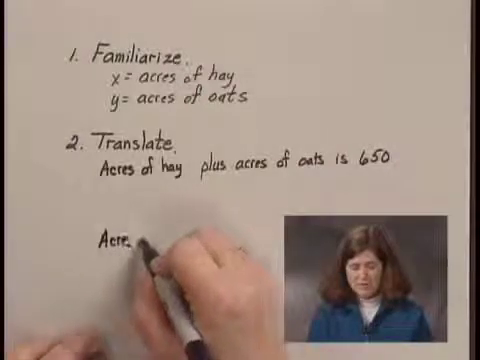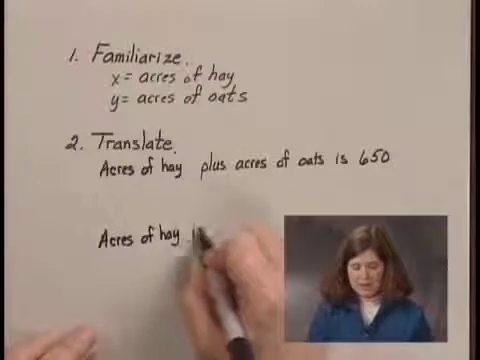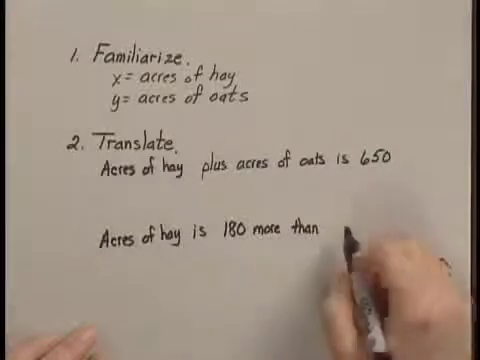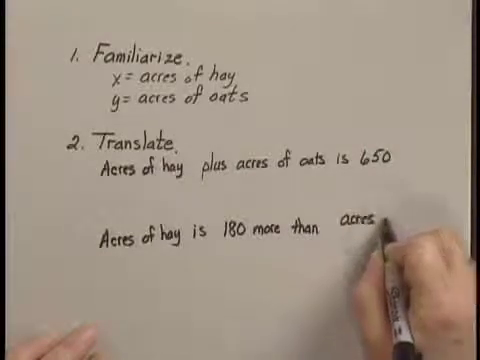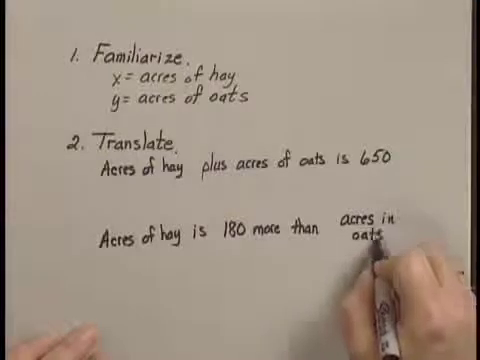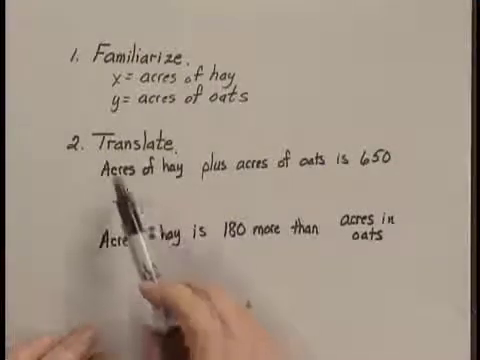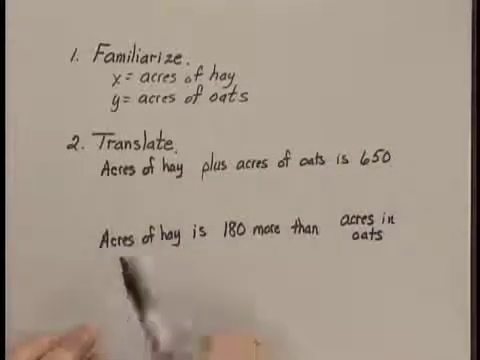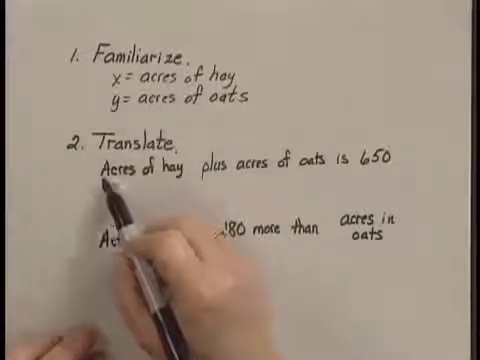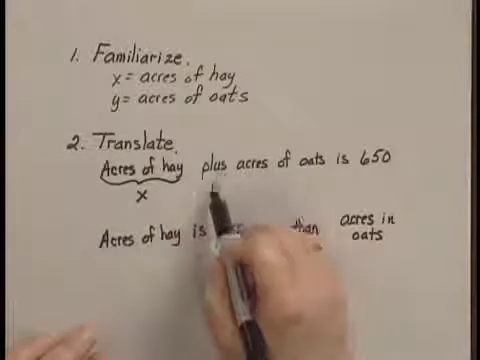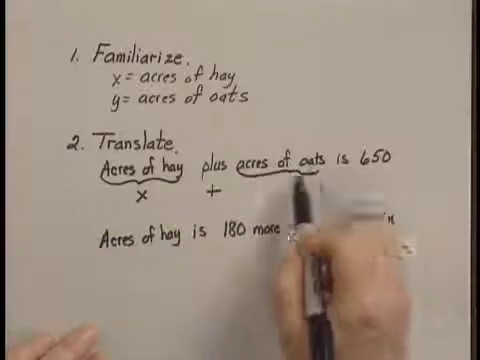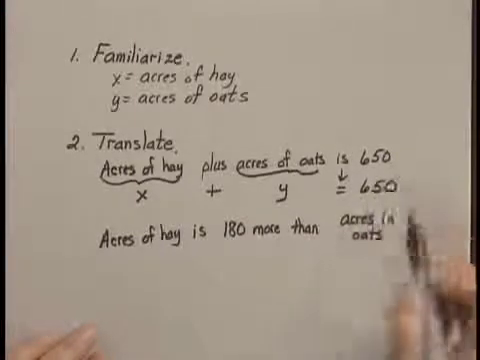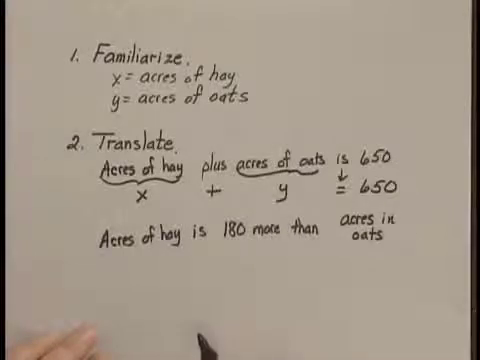The acres of hay is 180 more than the acres that are planted in oats. Now to translate, we're going to use variables when we can, and numbers and symbols. The number of acres of hay we define to be X, plus the number of acres of oats we define to be Y, translates to equals. And we have one relationship, X plus Y equals 650.